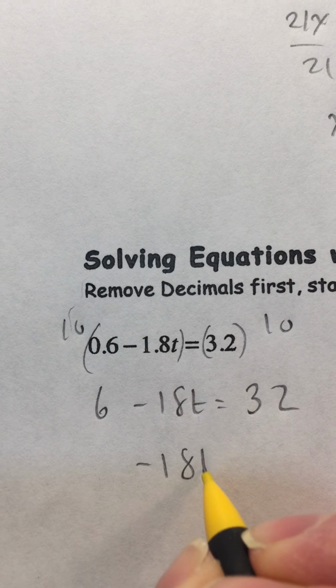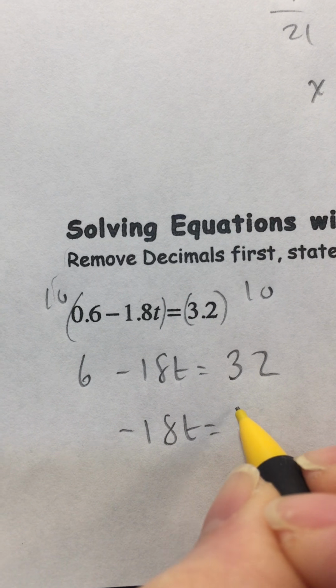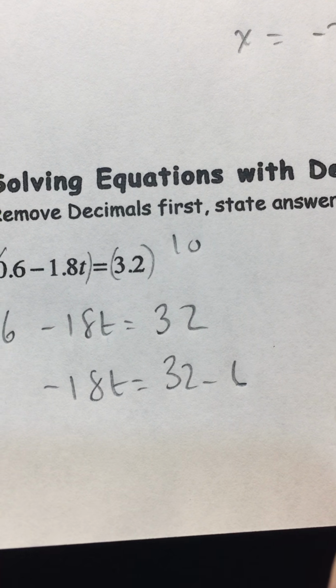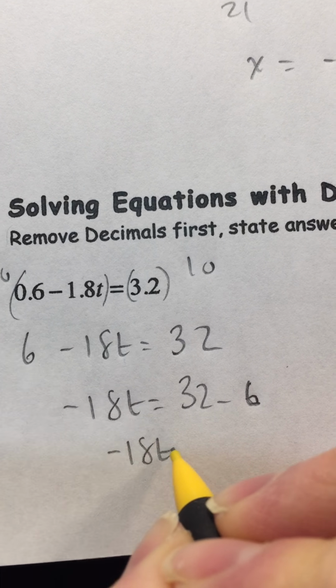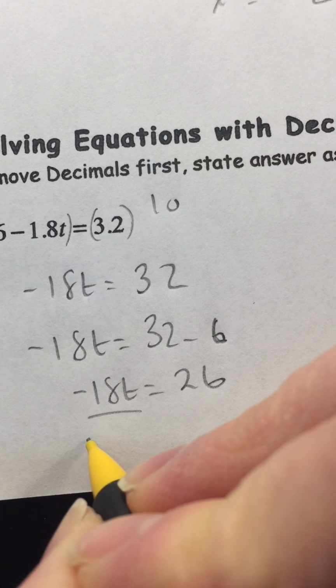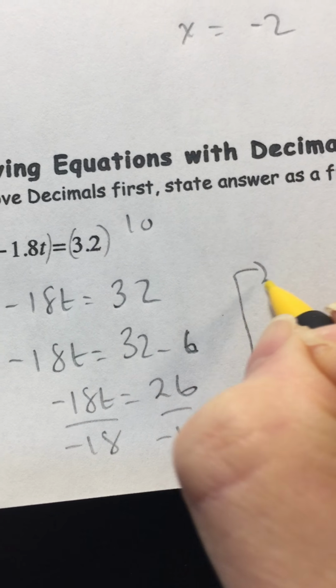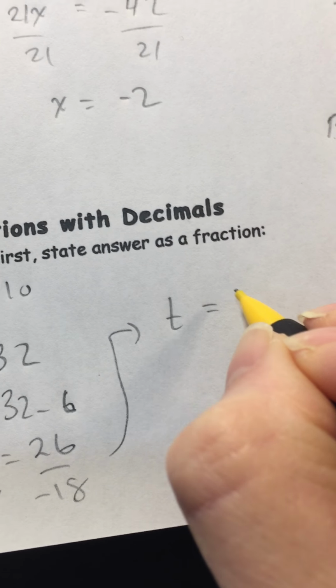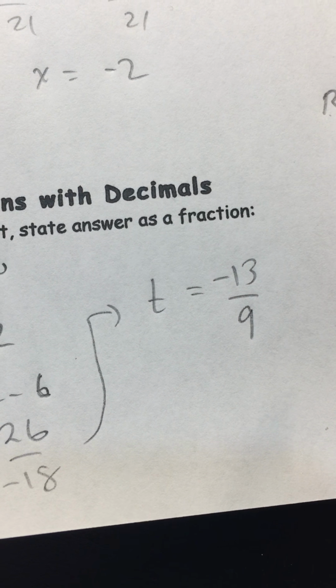So negative 18t equals 32. Actually, I should write it: 32 subtract 6. And negative 18t equals 26. And divide off the coefficient. And that is equal to negative 13 over 9.